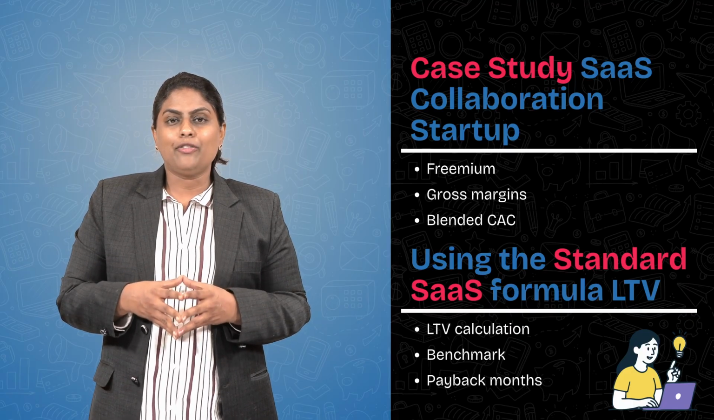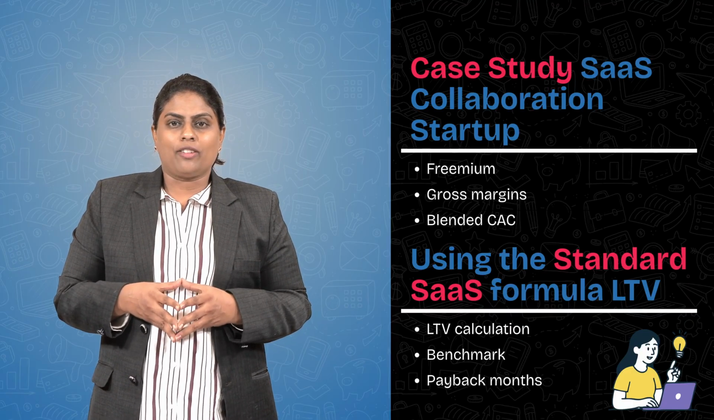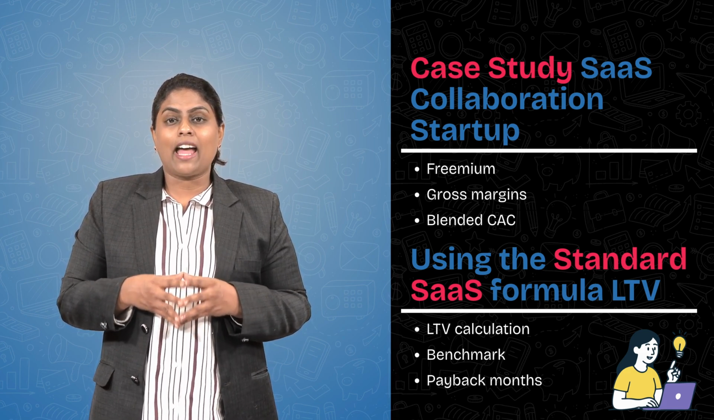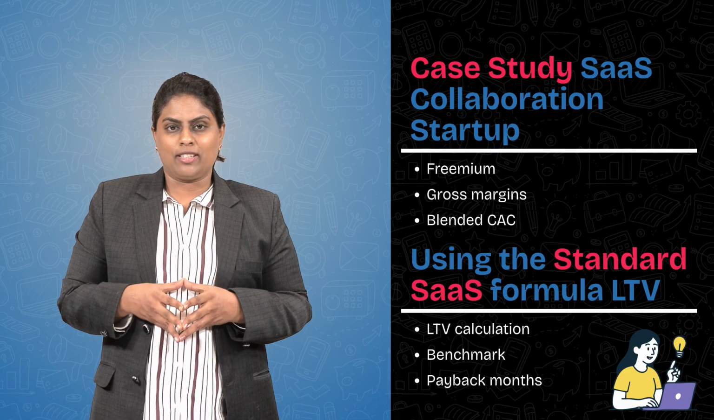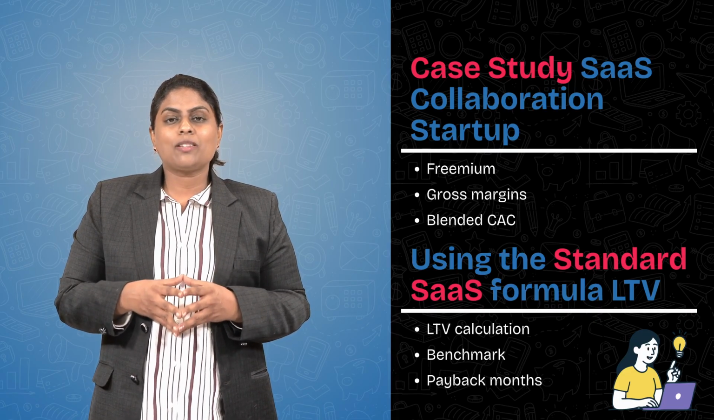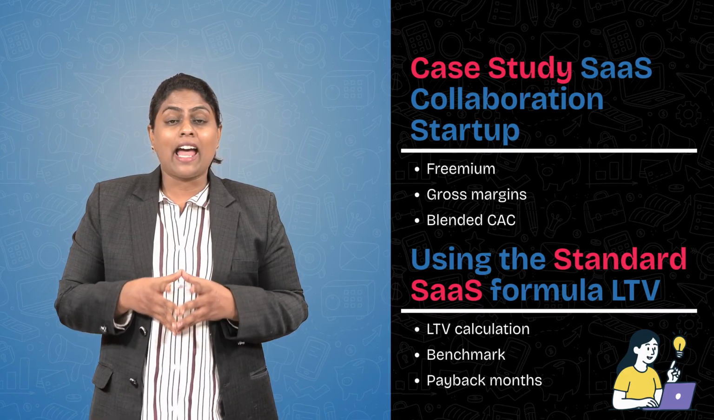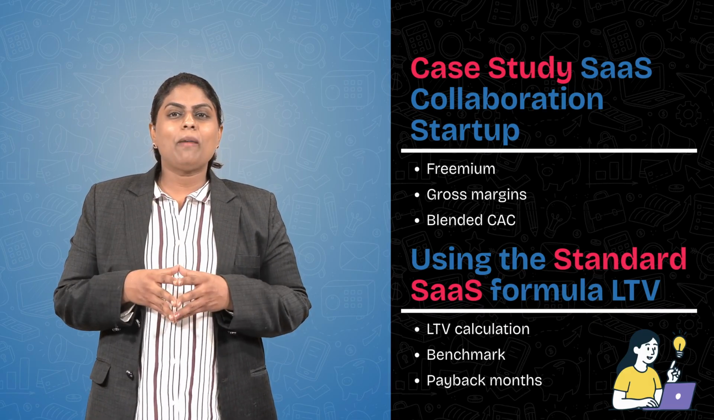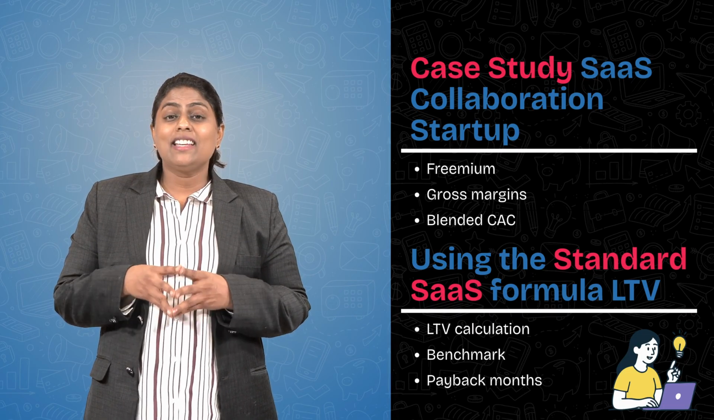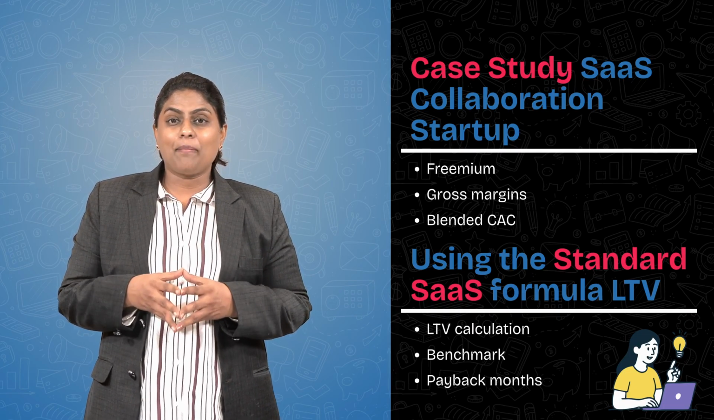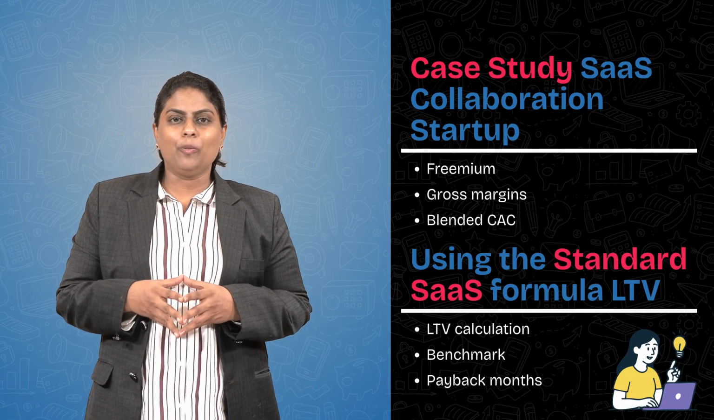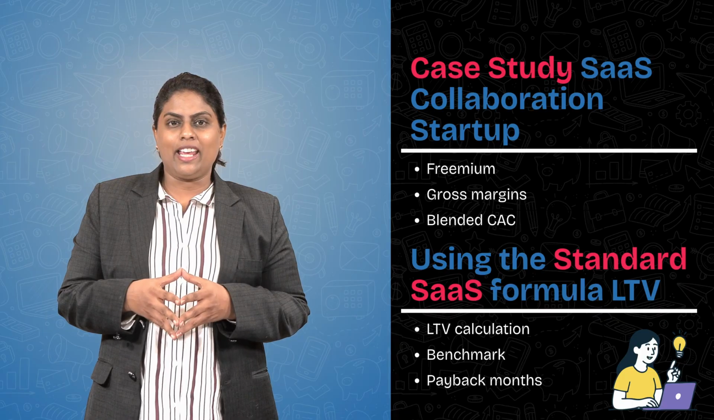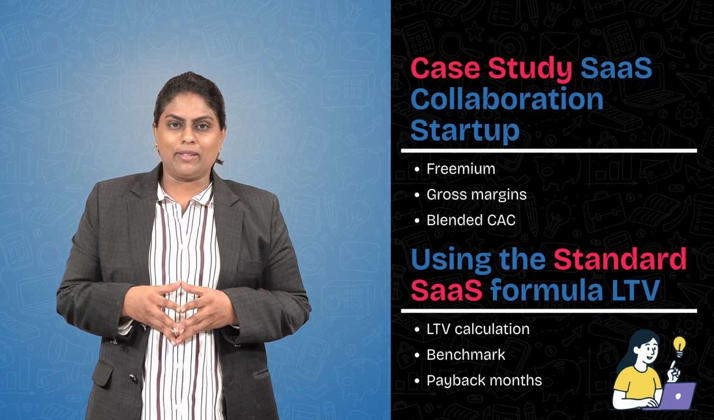CollabFlow provides a free tier with limited projects and storage, then sells paid tiers at an average of $30 per user monthly, with a gross margin of 80% and an average customer churn rate of 3% per month. Annual marketing and sales spending totals $6 lakh, and the company acquired 2,000 new paying customers during the year, producing a blended CAC of $300 per customer.